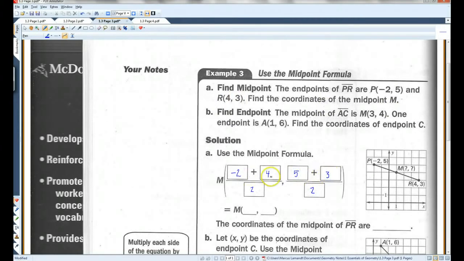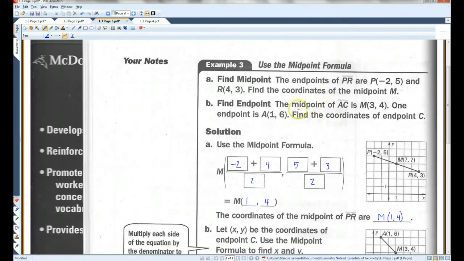Negative 2 plus 4 is positive 2. Positive 2 divided by 2 is 1. 5 plus 3 is 8. 8 divided by 2 is 4. So the coordinates of the midpoint are 1, 4. Okay.